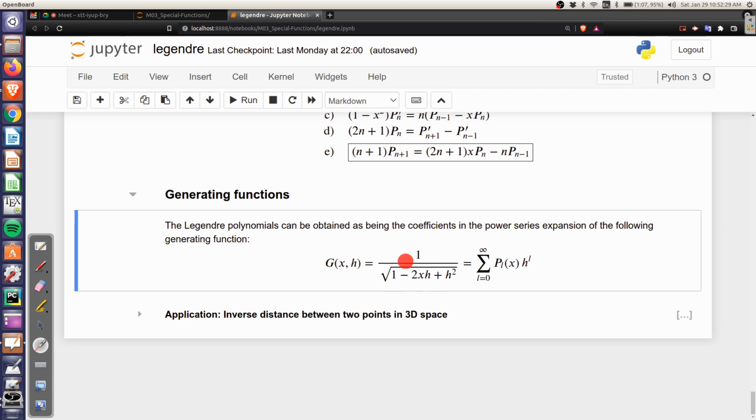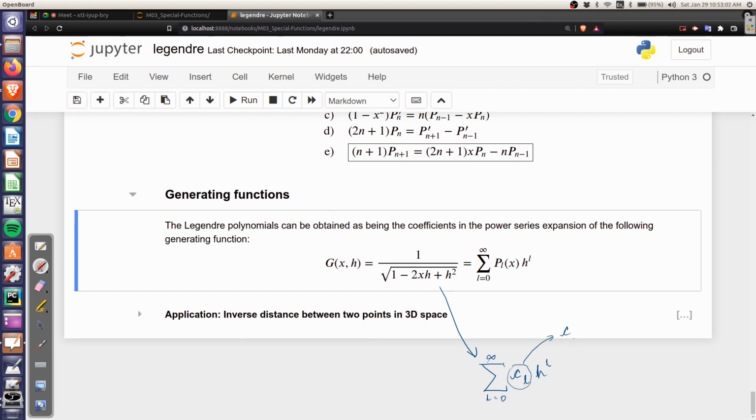Suppose I want to expand this in terms of h, as a power series in h. So how do I do that? If I want to expand this as a power series, it will simply be a summation of some constant, let's say Cl, times h to the power L, where L goes from 0 to infinity. Now what is this Cl? Is this really a constant? Yes, it is a constant.